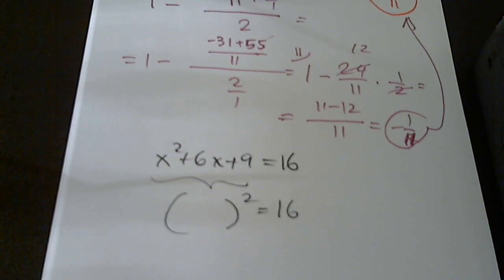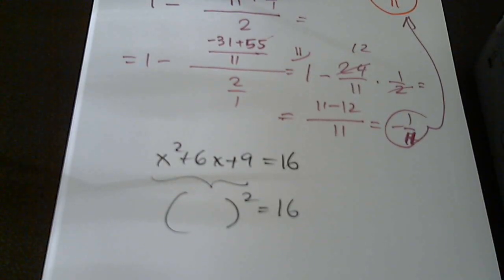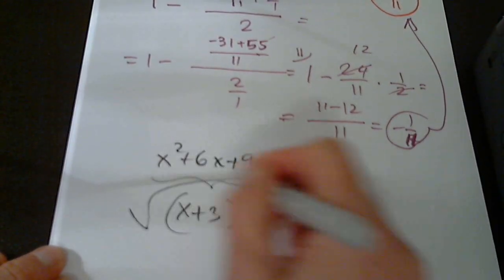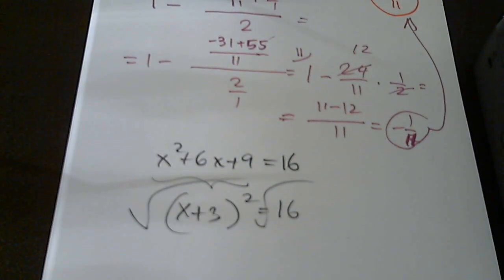Because we found that number, I know now it's a perfect square, x plus 3. Of course. And the rest is history. We know how to proceed.